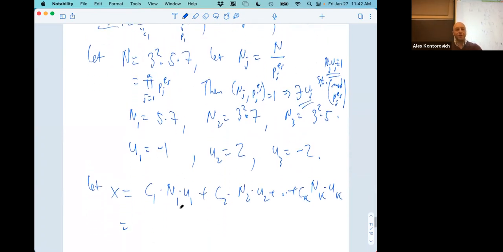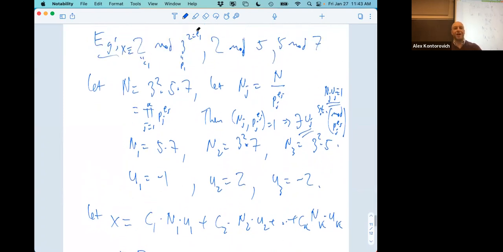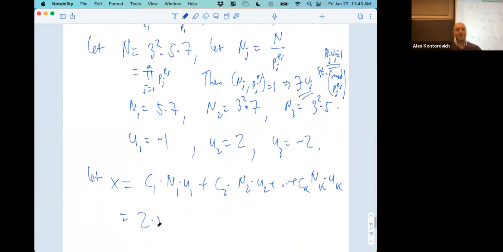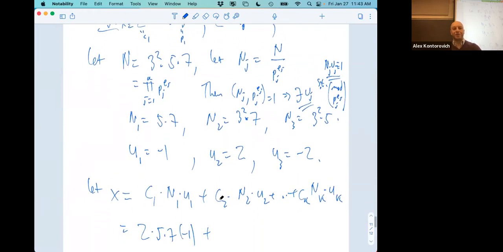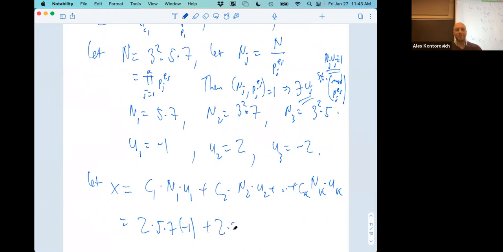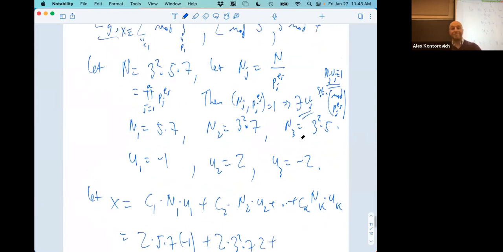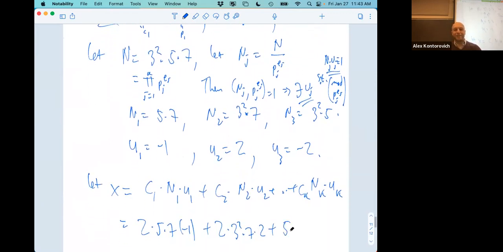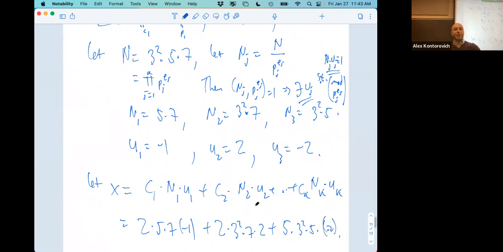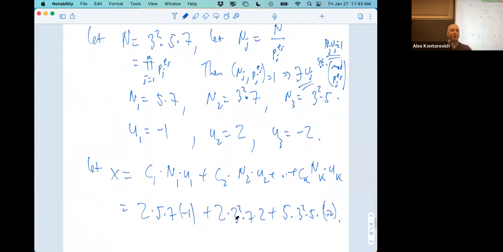c_1, we want it to be 2 mod 9. So c_1 is 2, n_1 is 5 times 7, and u_1 is -1. Okay, c_2 is 2. n_2 is 3 squared times 7. u_2 is 2. And then 5 times 3 squared times 5 times -2. I claim this number does what we want. Hooray! Let's look at this number mod 3 squared. Mod 3 squared, this is 0 and this is 0. But this mod 9, this is 1 mod 9.